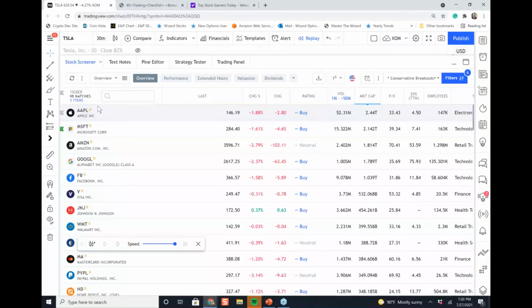So you see the number now is 98. There's Apple, right? There's Microsoft, Amazon, Google, Facebook, Visa, Johnson & Johnson, lots of big companies out there. Right? Lots of big name companies, lots of Dow Industrials, lots of NASDAQs, NASDAQ 100 stocks.